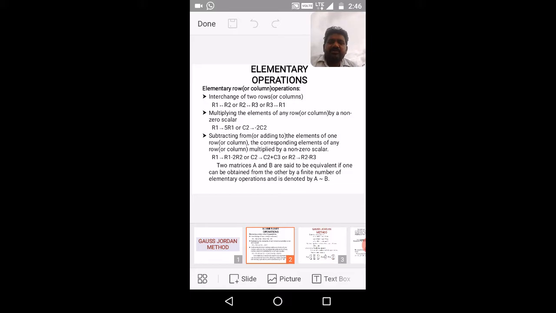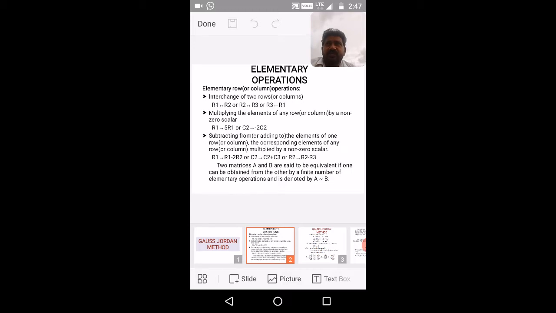But one thing you have to write: the row which is going to be changed will be placed first in the operation symbol. Here R1 minus 2R2 means the first row is R1, so we are changing R1. That's why we write R1 tends to, meaning R1 is going to change with the resultant elements of R1 minus 2R2.